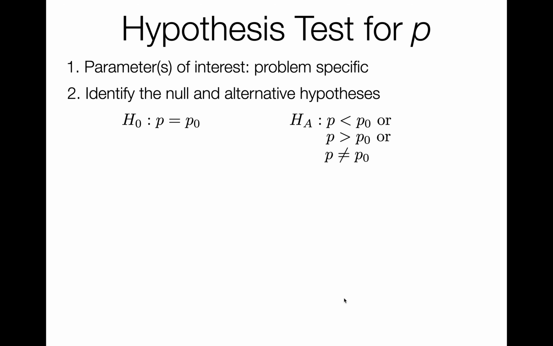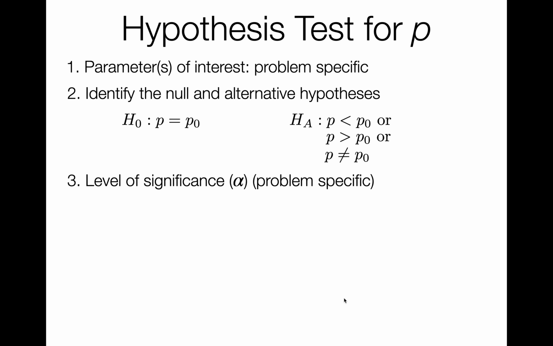You identify the null and alternative hypothesis. Okay, and so here are the options with symbols instead of actual numbers. The null hypothesis is always going to be P equals some number. I call it P naught here, just for fun. And then for the alternative hypothesis, I have three choices: less than, greater than, or not equal to.